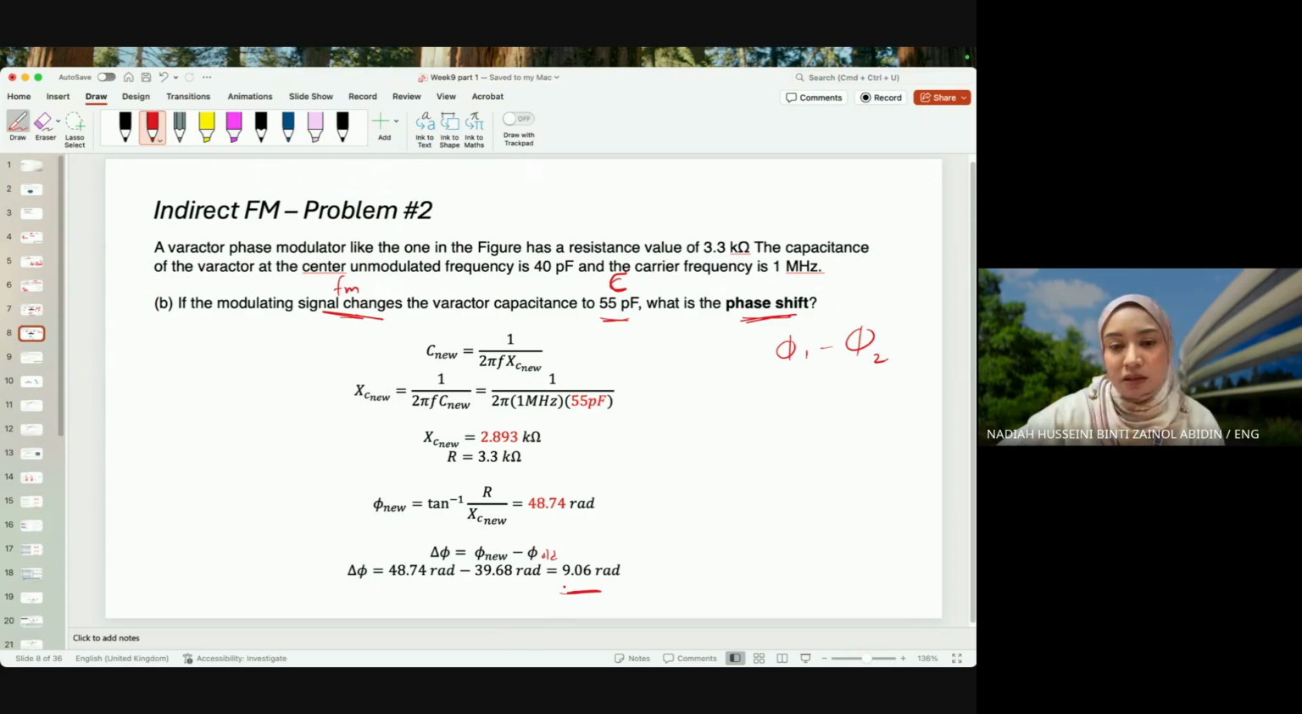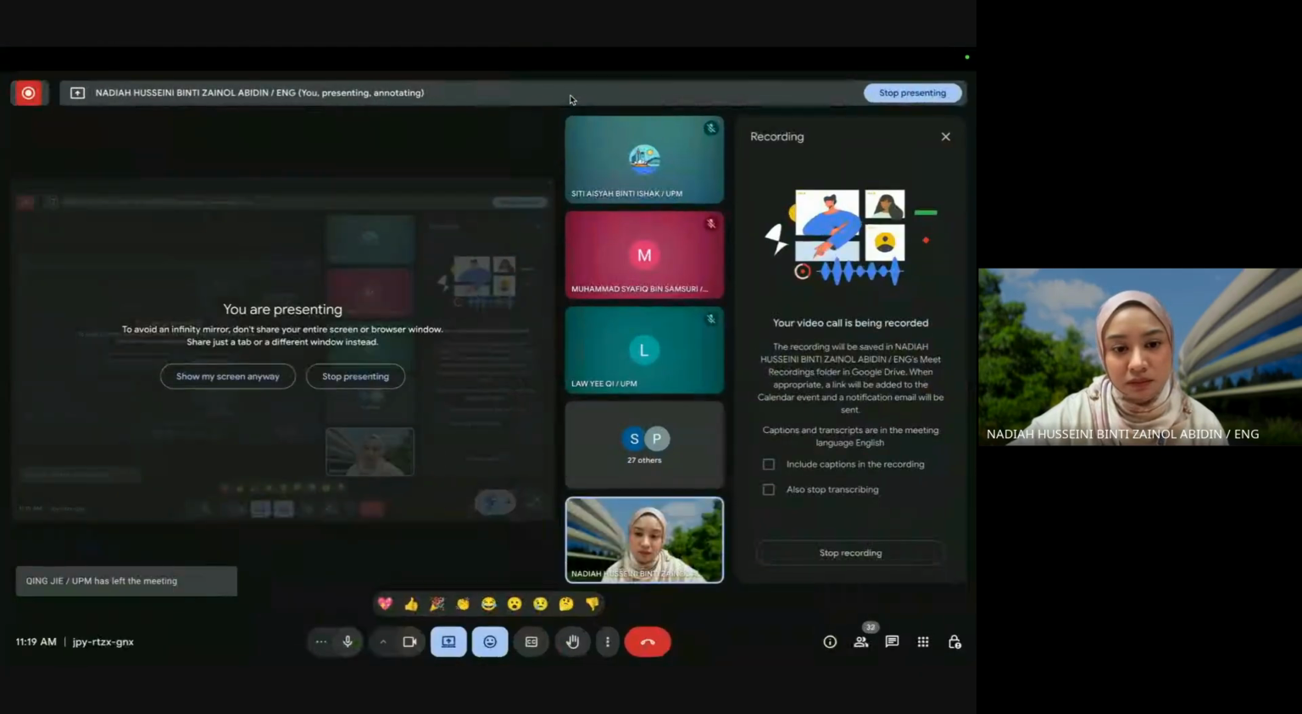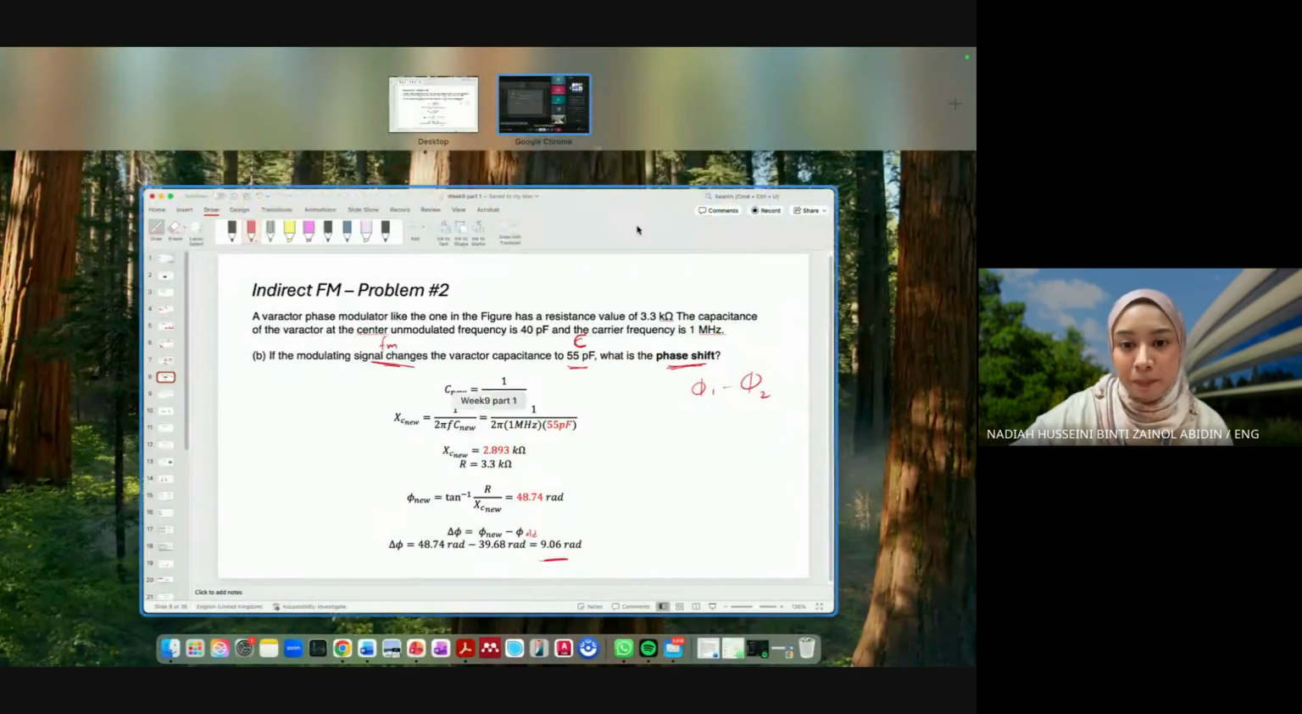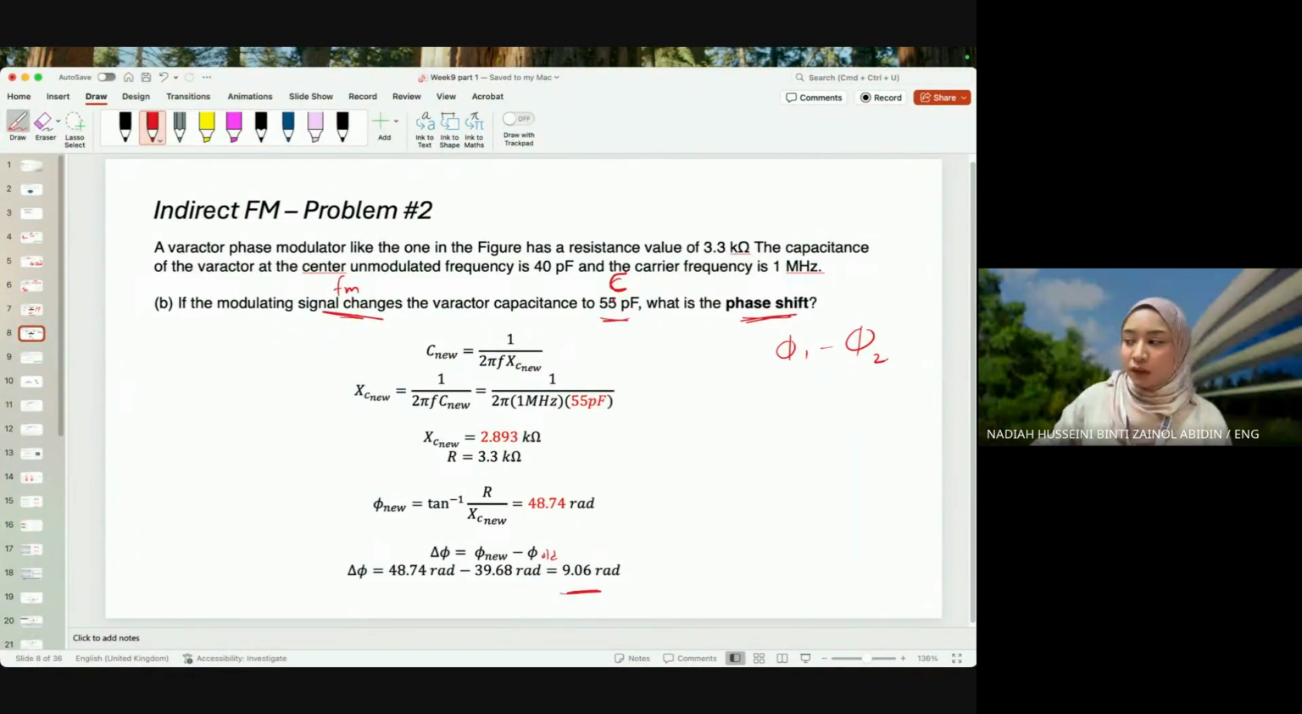Okay, any questions? Was that clear or was that confusing? Is everyone okay? Okay, no questions, huh? Right. So if you have any questions, you can just unmute yourself. Okay, moving on.